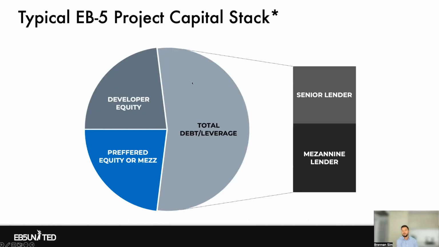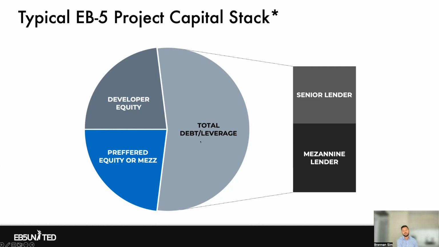Here's a typical EB5 project capital stack. You see that, let's say you have a senior loan here. This is the first to be paid back, and then you have preferred equity or mezzanine loan coming from EB5, and then you have developer equity. What we like to do is expand this developer equity as much as possible. If we are in second position, now this is what would happen if there was a default.